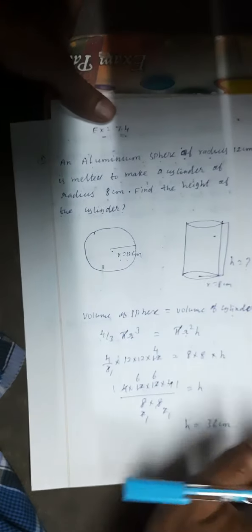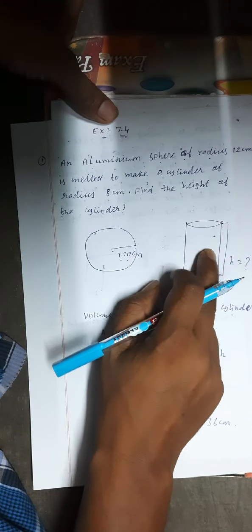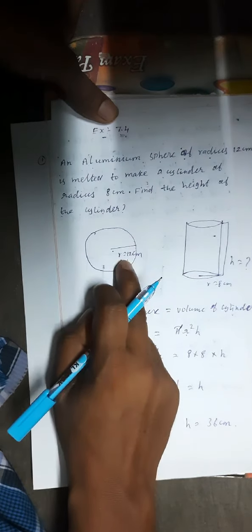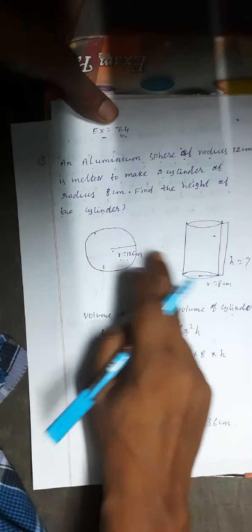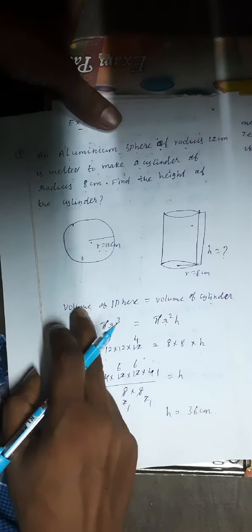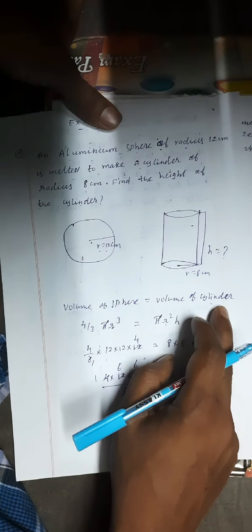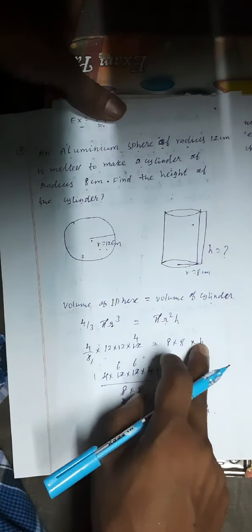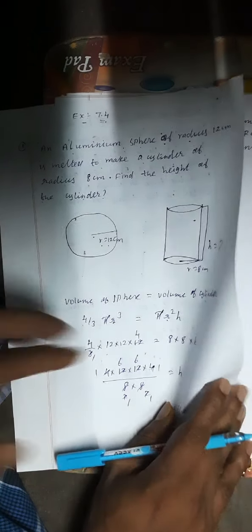So what is given? The sphere is given, and we can reshape it into a cylinder, right? So one shape changing into another shape means you want to find the volume, and then both volumes are equal. So we can take volume of sphere is equal to volume of cylinder. Then substitute everything. We get the height of the cylinder is equal to 36 centimeter. Clear, boys? Okay.